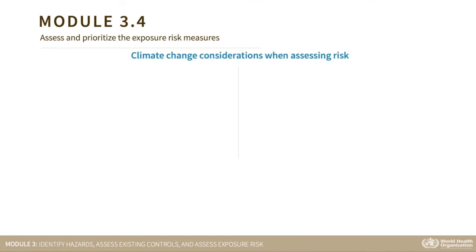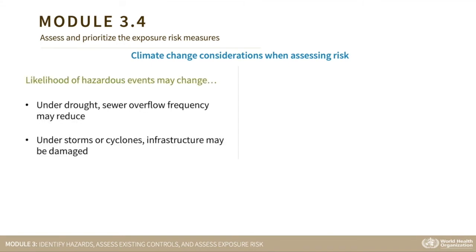Climate change and variability can change both the likelihood and the severity of existing and new hazardous events. The likelihood of that particular hazardous event occurring might increase or decrease due to climate change. For example, under drought conditions, sewer overflow frequency might reduce, or under storms or cyclones, infrastructure might be damaged. Although it can be difficult to place firm values on the likelihood for future scenarios, it is necessary that the future likelihoods are considered in the risk assessment.